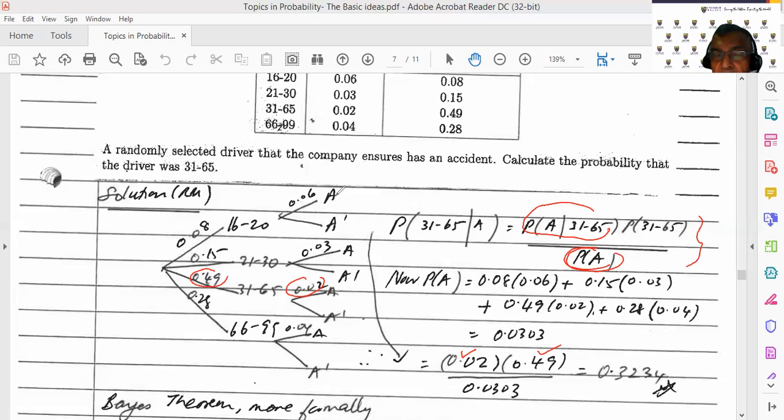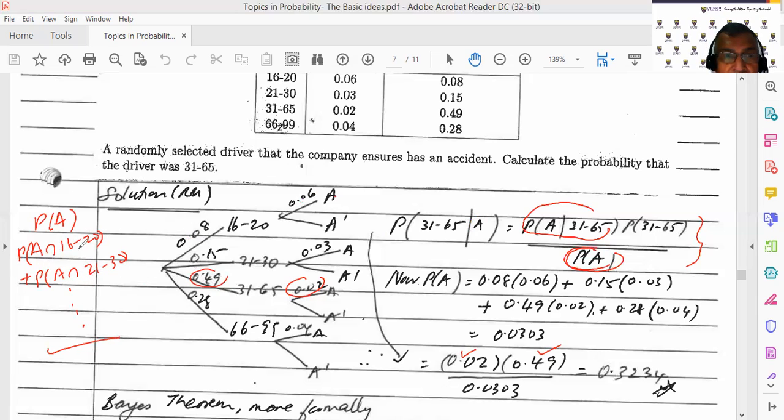You want to find the probability of A. So we're dealing with what? Let me write it here. The probability of A can be A and 16 to 20, or it can be A and 21 to 30 and so on. I don't want to write the whole thing, it's just wasting time.